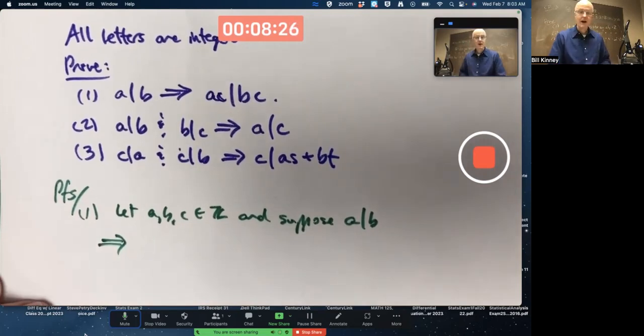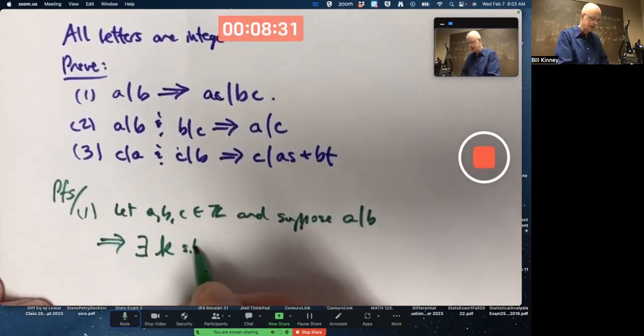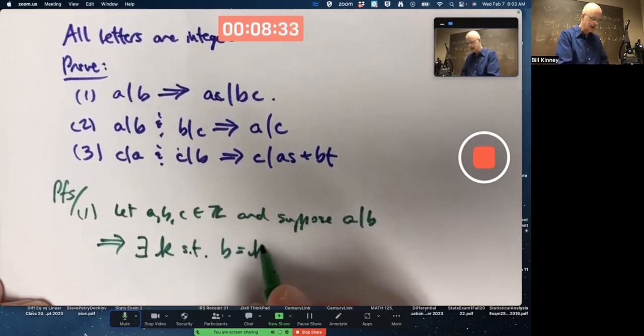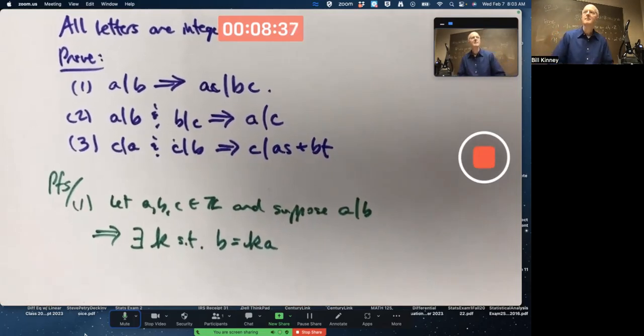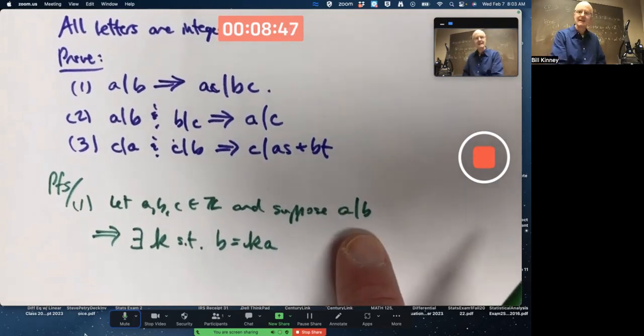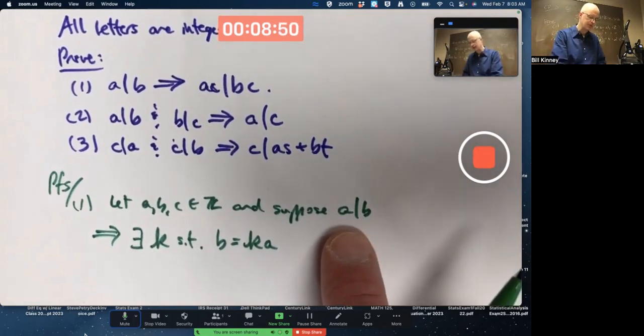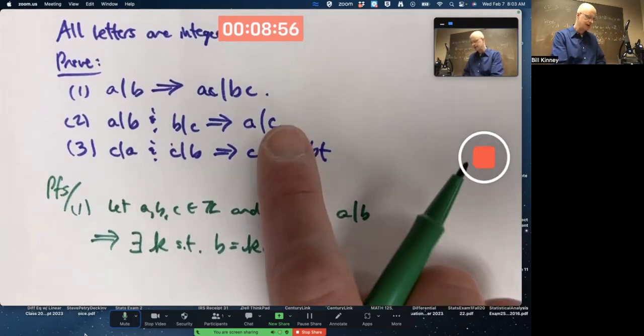By definition of divides, that means there exists an integer k such that B equals k times A. To say A divides B means that B is an integer multiple of A. You're not doing division. You're not doing A divided by B. This says B is an integer multiple of A. That's what it means to divide. We're trying to show AC divides BC.